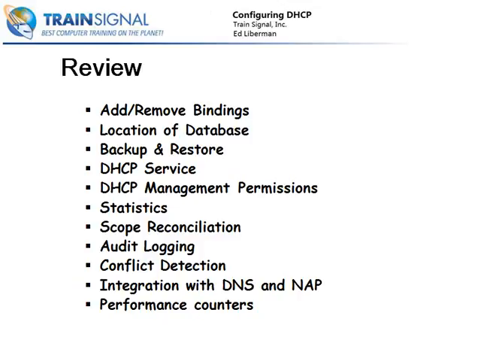We took a look at a couple of groups that are present on a local DHCP server called the DHCP Administrators and DHCP Users, which we can use to delegate out certain levels of administration if necessary. Took a look at some of the statistics that are available on both a basic level and then also on a performance counter level. Saw how to reconcile our scopes if we get inconsistencies between the registry and the database itself. Saw how to create audit logs. Talked about conflict detection, which is generally not necessary, but if so, we'll take a look at how to do it. And we saw that DHCP could be integrated with DNS and with NAP.